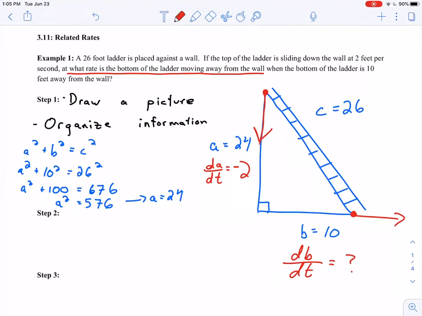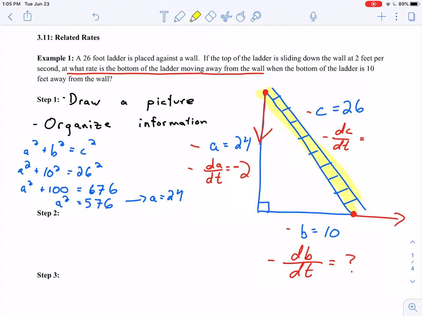You may want to account for all of your sides. So I have dA/dt, dB/dt, and I think it might be helpful if we had dC/dt. So dC/dt describes how this side is changing over time.